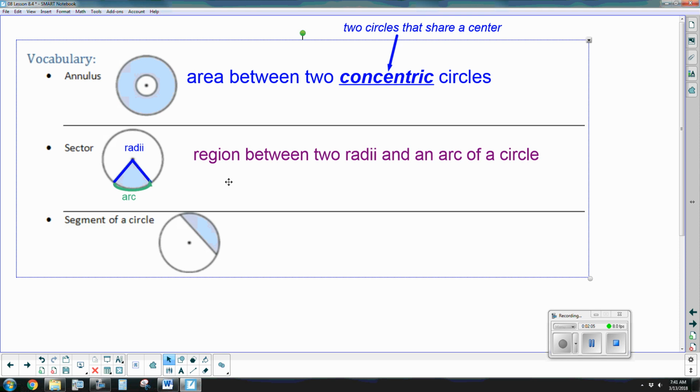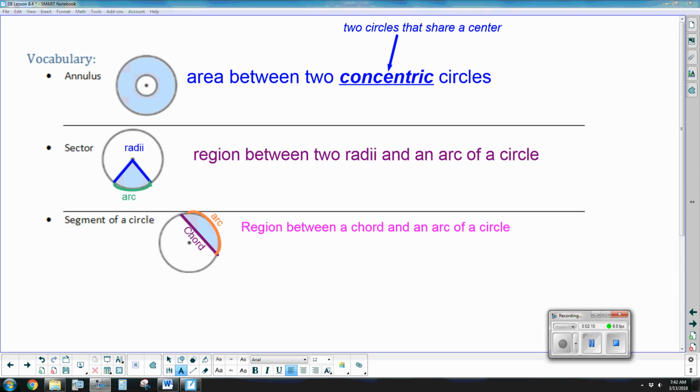And then lastly is segment of a circle, and that's the region between a chord and an arc of a circle. So here's your chord. It goes from one point on the circle to another point on the circle. And then the arc is the arc that connects those 2 points of the chord. So your shaded region here is the segment of a circle.